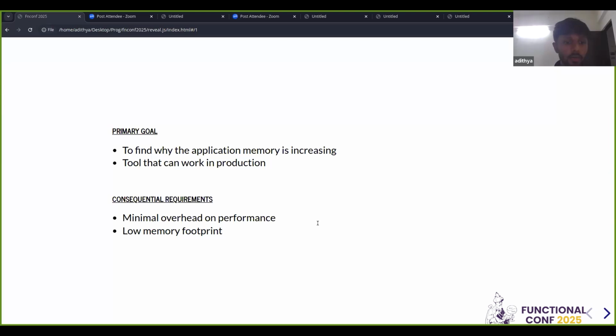Essentially, there are two scenarios that we are looking at. One, the program is consuming some memory X, and what is the breakdown of X? And two, if the memory is gradually increasing, we'd like to know why. And the most important thing is we want this tool to work in production. So for this tool to be useful in production, it should have minimal overhead on performance and a low memory footprint.